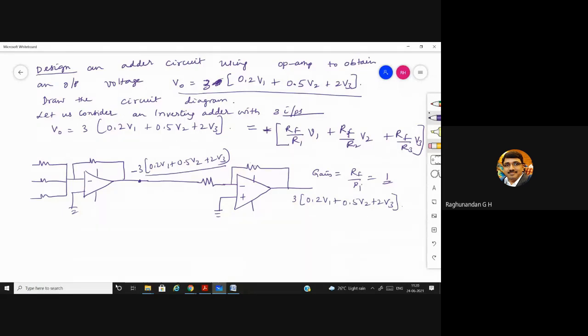Okay, now again, when you compare these two equations, what you can observe in these two is that here we are having a 3 which is outside, but here everything is inside and everything is multiplied. So let us multiply this. We get 0.6 V1 plus 0.5 V2 plus 1.5 and 6 V3.